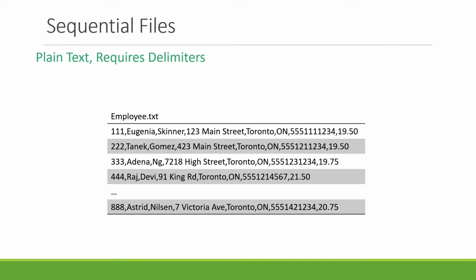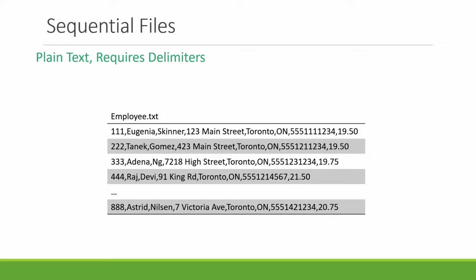So as I mentioned in the earlier videos, we're going to be working with plain text files. These are actually called sequential files. There are different kinds of plain text files, but the ones we're going to be working with are sequential files. And sequential files are called sequential files because of some of the characteristics that they have. As I mentioned earlier, they are plain text, which means they also require delimiters.